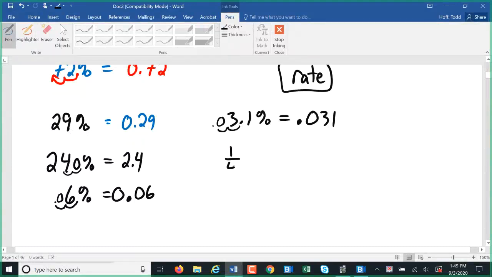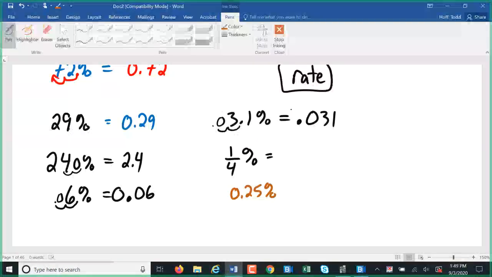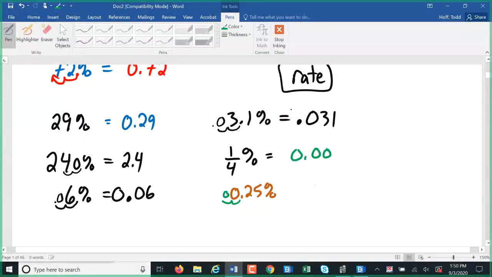Now, the one that always catches people is this one, 1/4% as a decimal. Most people would say 0.25%, but that's not true. 0.25 would still be a percent. 1/4 is 0.25, but this is a percent. 1/4% is 0.25%. I have not changed it into a rate or a decimal yet. I just changed it into a decimal form still as a percent. To make that now a rate, I still have to divide by 100 or move the decimal point over 2 spots. So that becomes 0.0025.